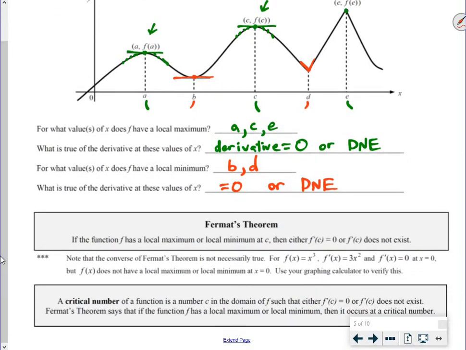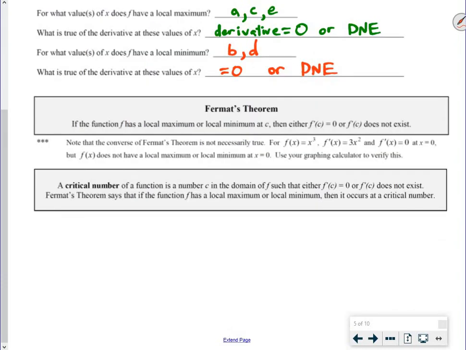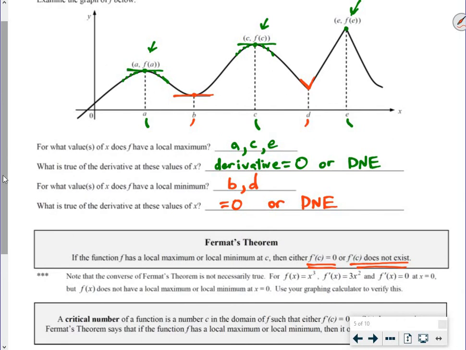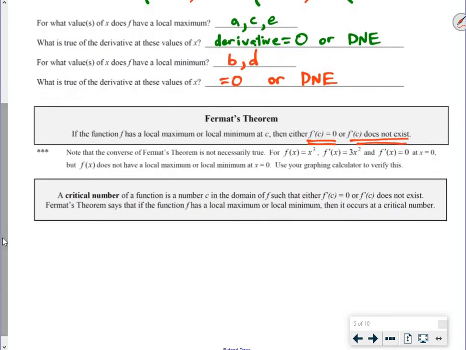Okay, so that brings us to Fermat's theorem. If a function has a local max or min, then either the derivative at that point is 0, or the derivative at that point does not exist, which you can see in that diagram there. Note the converse is not necessarily true.